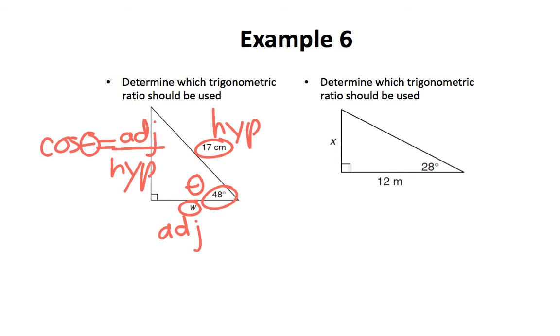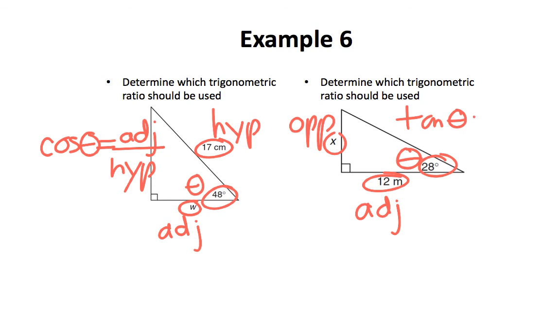In the triangle to the right, we're going to identify the angle as 28 degrees. We're going to relabel that as theta, which means this side of 12 meters would be considered the adjacent side. This side, which is labeled x, would be considered the opposite side. And again, we're going to have to refer to SOH CAH TOA and see which trig ratio contains opposite and adjacent. And that would be tan theta, which is equal to opposite over adjacent.